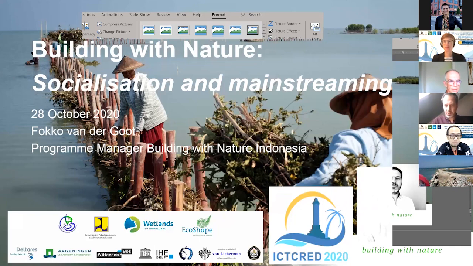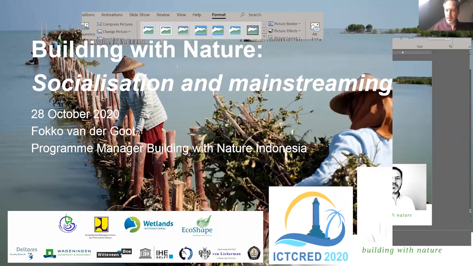which is a Dutch foundation that is responsible for executing the Building with Nature program, which is a knowledge and innovation program to investigate concepts regarding nature-based solutions for water infrastructure. And the Building with Nature Indonesia project is a very important project for us. I would like to tell more about the socialization part and also the mainstreaming of the concept and how fundamental research conducted by Biomanco contributes to this process.